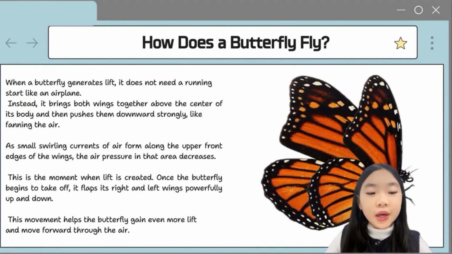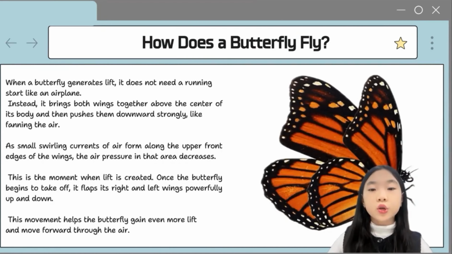Once the butterfly begins to take off, it flaps its right and left wings powerfully up and down. This movement helps the butterfly gain even more lift and move forward through the air.